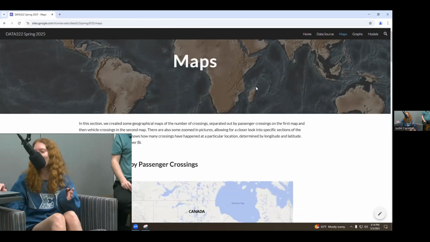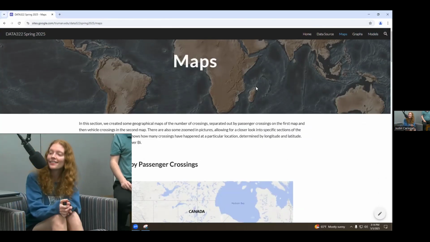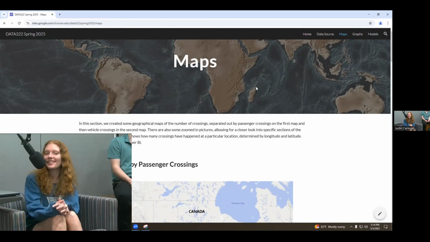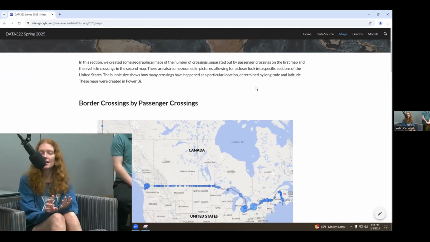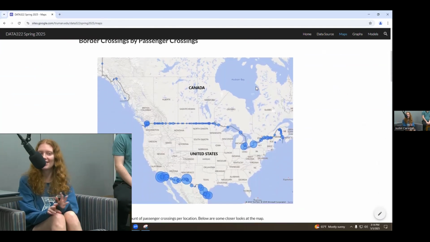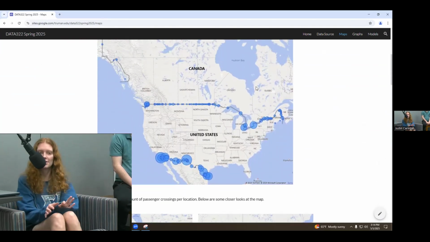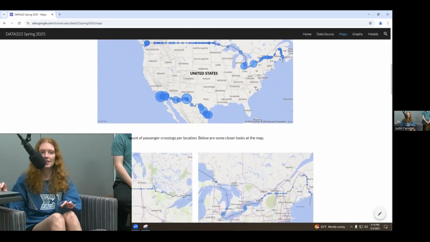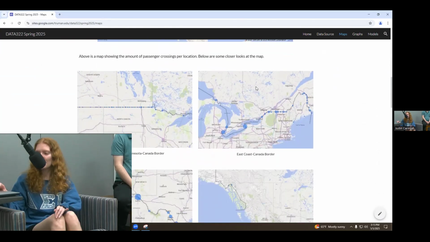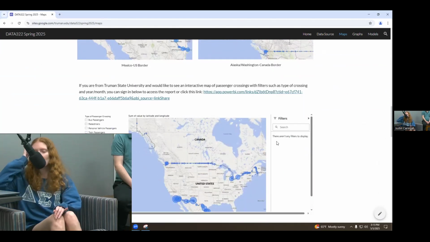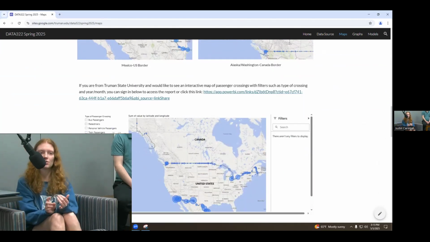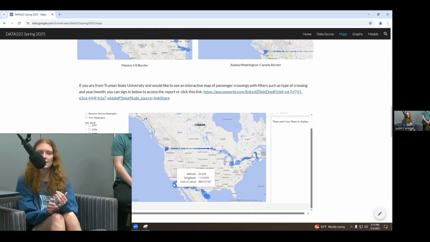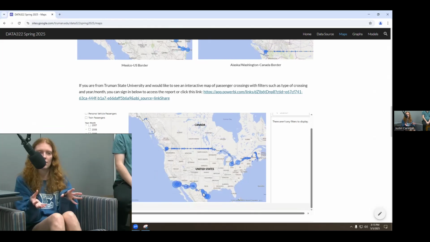Okay, now I'll talk about the maps. So I made some maps in Power BI. They're separated out by passenger crossing for the first map, and then vehicle crossings for the second map. I also included some closer zoomed-in pictures to get a closer look at all the different locations across the US in terms of passenger crossing. I did include the actual dashboard, and if you scroll over the bubbles, you can see the exact amount of crossings for that latitude and longitude, which is what I used to map the geographic location.